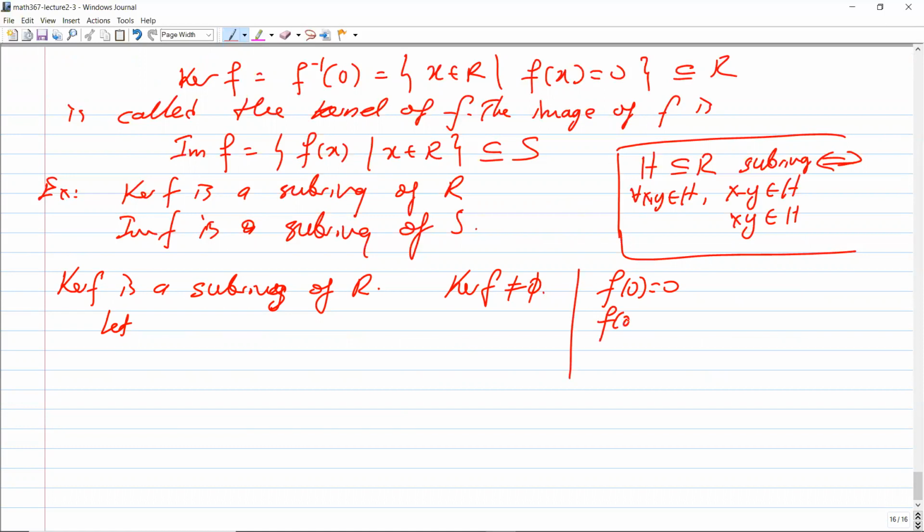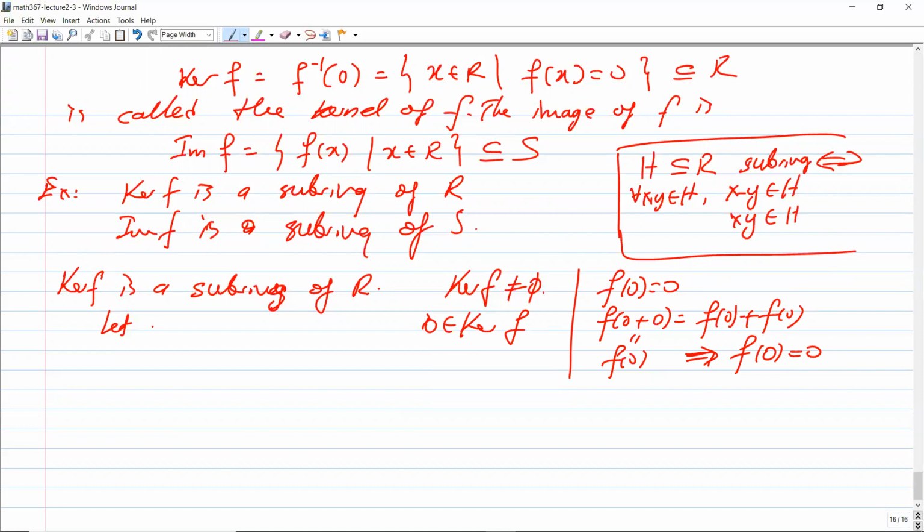Well, in group theory you know this, but let's do it once again. f of 0 plus 0 is f of 0, and this is f of 0 plus f of 0. If you cancel these f of 0s from both sides, because in the abelian group you add the inverse of f of 0 to both sides, you get f of 0 is equal to 0. So this 0 of R is always in the kernel of f.